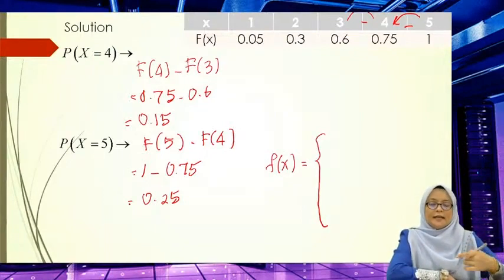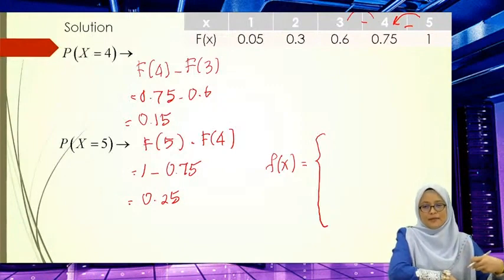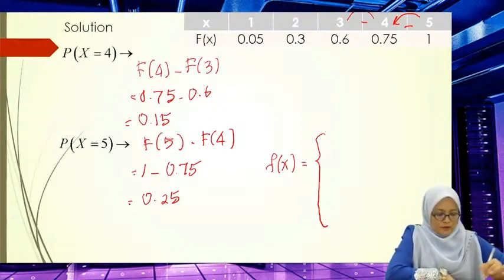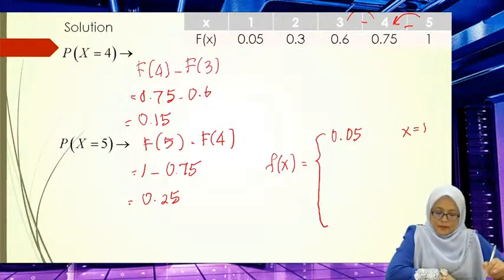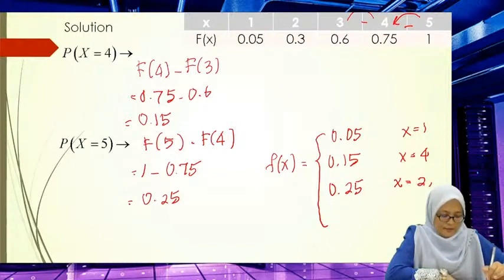So kena tengok balik daripada nilai yang kita dapat tadi, daripada small value sampai kepada value yang tertinggi dia lah. So small value dia kita dapat 0.05 for X equal to 1. So then 0.15 for X equal to 4. So then for 0.25 dia ada two values for X equal to 2 and X equal to 5. And last one is for 0.3 for X equal to 3.